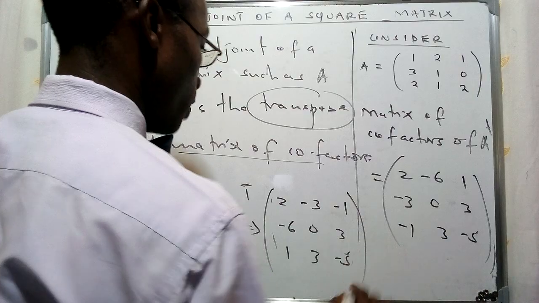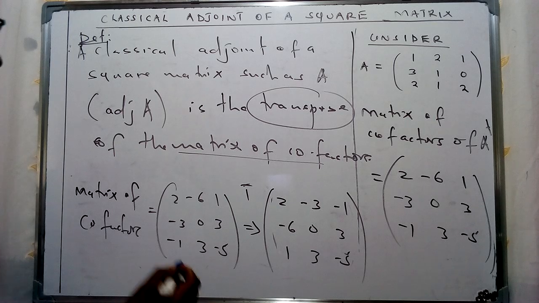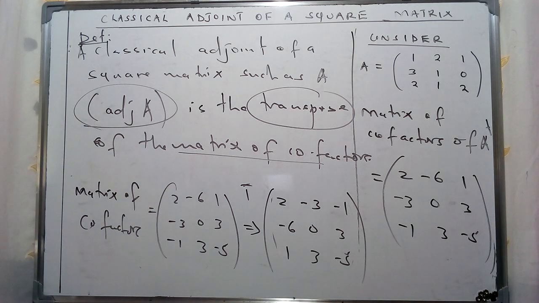So this is going to be forming what we call a transpose of the matrix of cofactors, which is what we refer to as the classical adjoint. This is going to be denoted using this specific notation, which I've just given on the board.